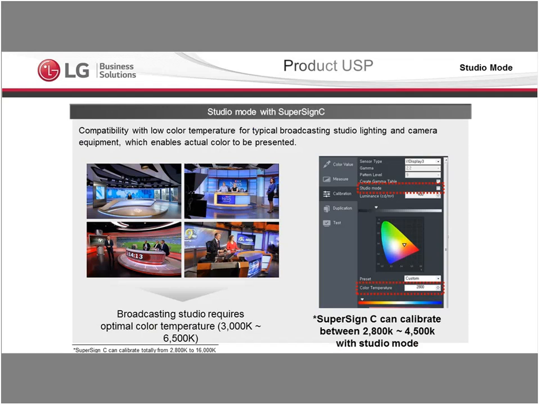And finally, studio mode with SuperSign C, the capability to essentially be used in a studio. This is an area where we've had good success with this product. The product is essentially designed to go low color temperature for broadcasting and studio lighting, and we've had actual implementation. So if you know of an opportunity in your town where they're updating their Channel 4, Channel 6 background with a video wall, this is a great solution for that, and one that we've successfully implemented.